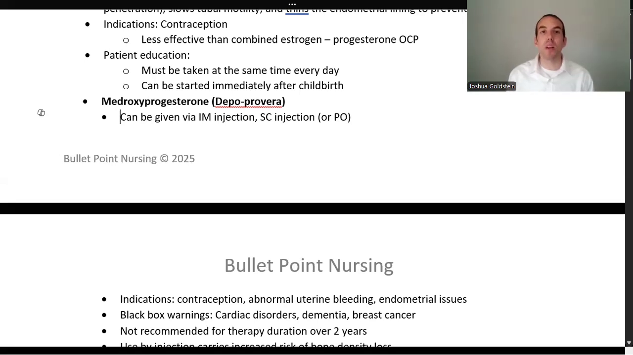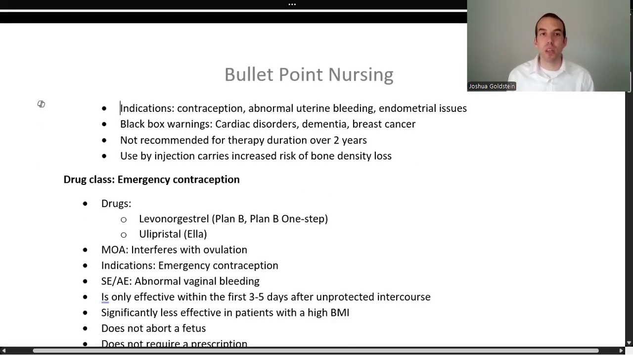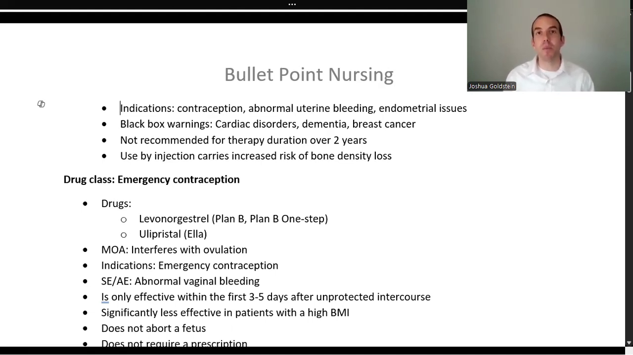It does have a black box warning that it can cause cardiac disorders, dementia, and breast cancer. Again, all of those are relatively low risk, but it is enough that it's put on there as a black box warning. Patients are not recommended to be on this for more than 2 years. And taking this by injection increases the patient's risk of bone density loss. Anytime you see that, you should be ready for a test question, something to do with educating the patient to supplement with, anyone? Calcium and vitamin D.